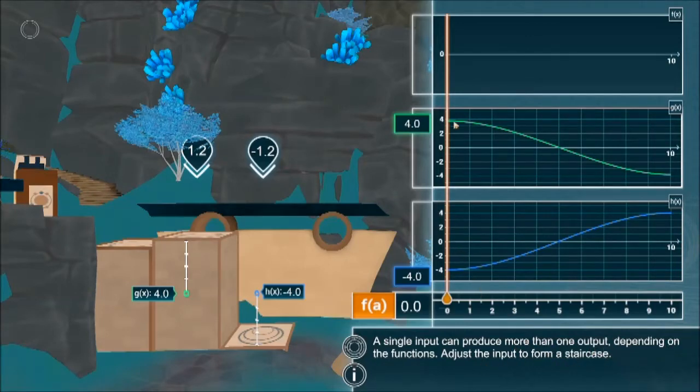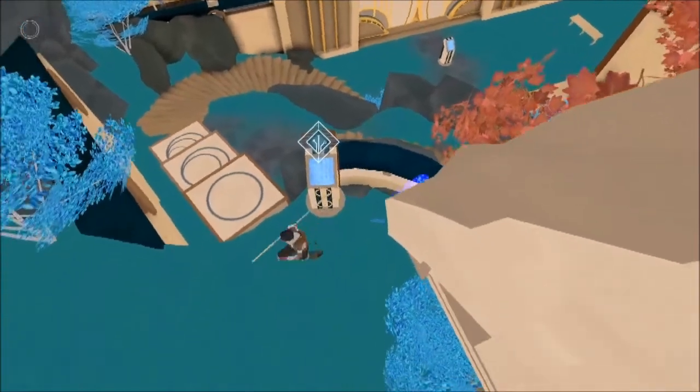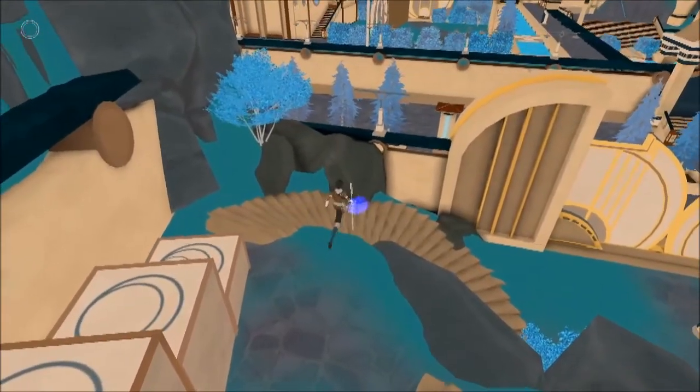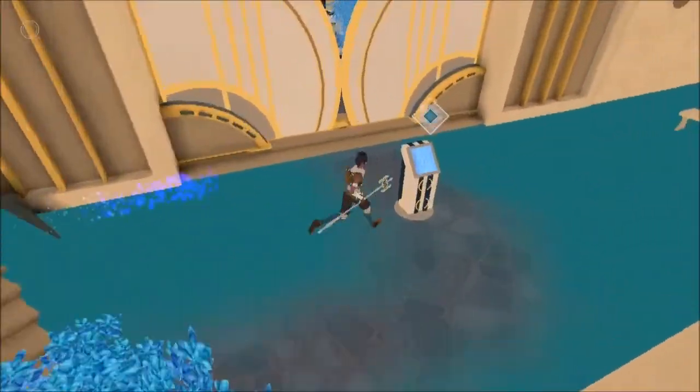Adjust the input to form a staircase. So we need to get the point at which this value here is 1.2 and this value here is negative 1.2. So, yeah, like that. There we are. And thus makes a staircase. That's quite cool. There we go. Again, would really like control of the camera.